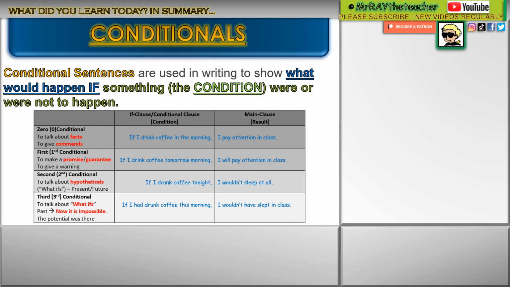Second conditional is talking about the hypotheticals, the what ifs, present and future. So if I drank coffee tonight, I wouldn't sleep at all. The past tense is there. So wouldn't. And third conditional is to talk about the what ifs. So it's past now. It's gone. Now it's impossible. So if I had drunk coffee in the morning, snap, I wouldn't have slept in class.